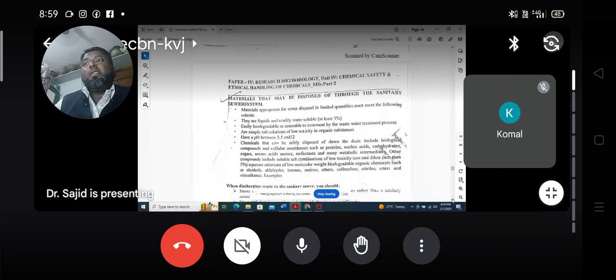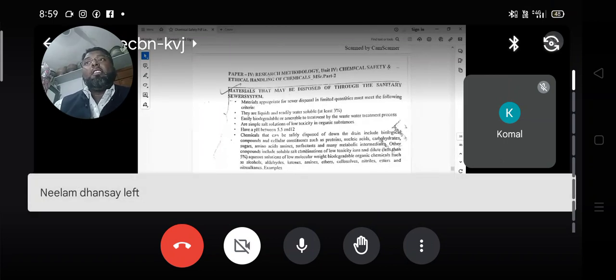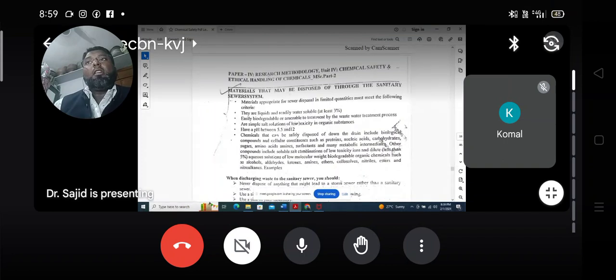See, the different things are mentioned here. Materials that may be disposed of through the sanitary sewer system. Materials appropriate for sewer disposal in limited quantities must meet the following criteria. They are liquids and relatively water soluble, easily biodegradable or amenable to treatment by the wastewater treatment process, are simple salt solutions of low toxicity or organic substances, and have a pH between 5.5 and 12. Chemicals that can be simply disposed of down the drain include biological compounds and cellular constituents such as protein and nucleic acid. You can dispose these in the sewer system.